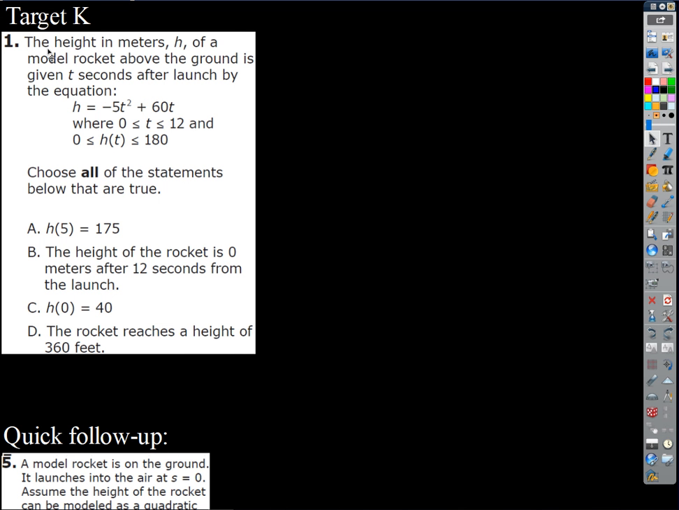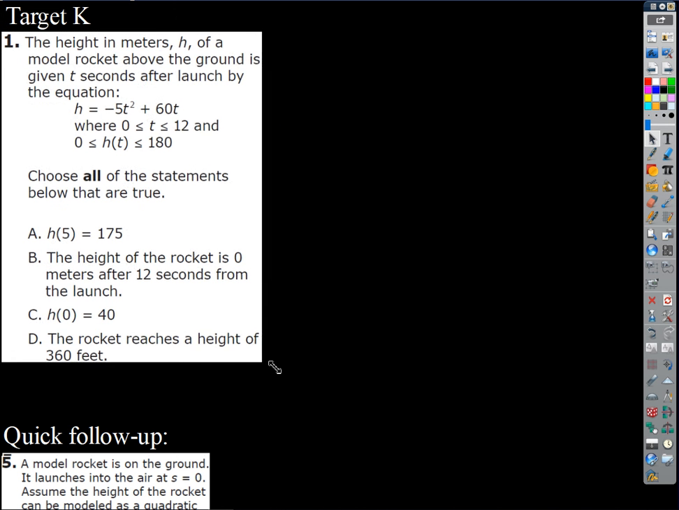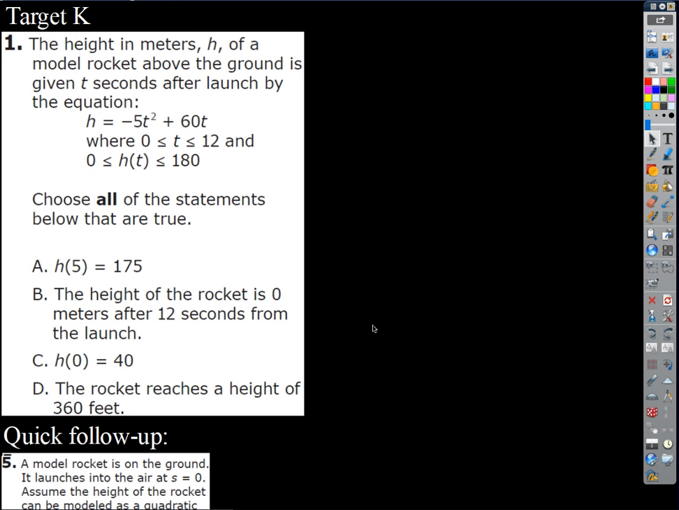So the height in meters, h, represents the height in meters of a model rocket above the ground, given t seconds after launch by all this stuff, right? So here's our function, h equals negative 5t squared plus 60t, right? Let me make this a little bigger. Okay. Here it's telling me t is greater than or equal to 0 and less than or equal to 12. Is that the range or the domain?